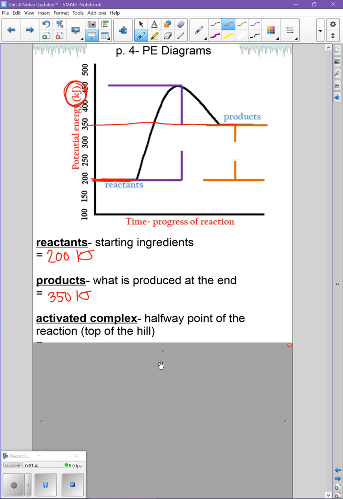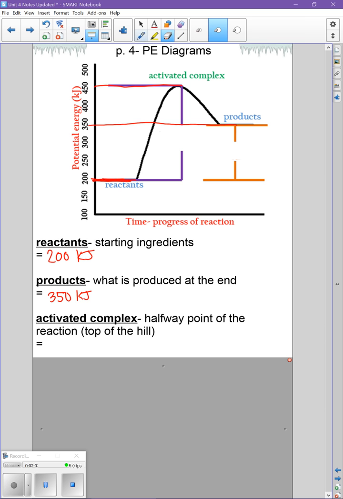Next, we have the activated complex. It's the halfway point of the reaction. Remember, that's always going to be at the top of this hill. So way up here is the activated complex. So same thing, I could figure out, okay, how much energy is there if I read over. The activated complex here should be the highest point, so it'll always be the biggest number. And in this example, that's 450 kilojoules of energy.